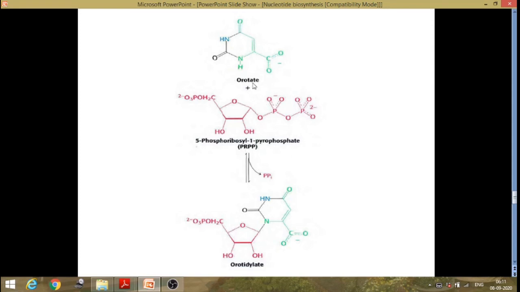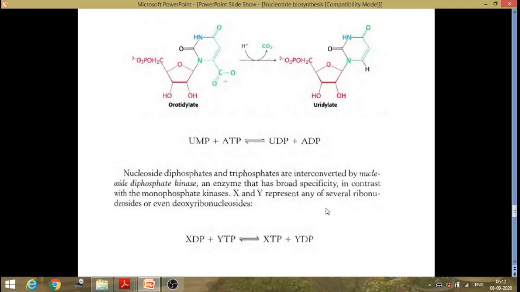The orotate reacts with PRPP with the release of a pyrophosphate group, forming orotidylate. So this is the first pyrimidine nucleotide which is formed by the de novo synthesis. In the next reaction, this orotidylate then gets decarboxylated to form uridylate. This uridylate is nothing but UMP.